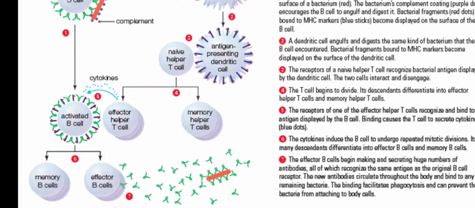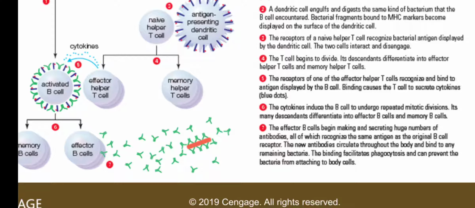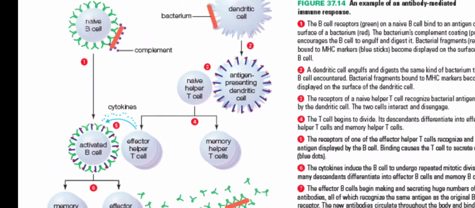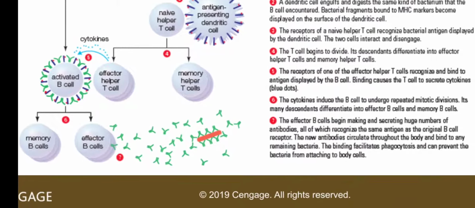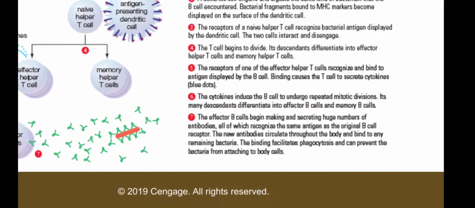The receptors of one of the effector helper T cells recognize and bind to the antigen displayed by the B cell. So you have the effector T cell, and then it will see the activated B cell that was exposed to the bacteria from number 1 here. Your naive B cell, once it becomes exposed, is no longer naive; it becomes the activated B cell. And this is the one the effector helper T cell meets. The effector helper T cell will release cytokines, and the cytokines will induce the B cell to undergo repeated mitotic division. So the activated B cell will now divide.